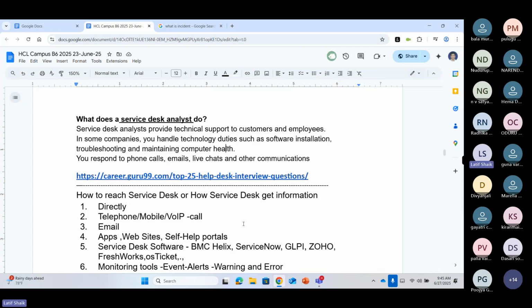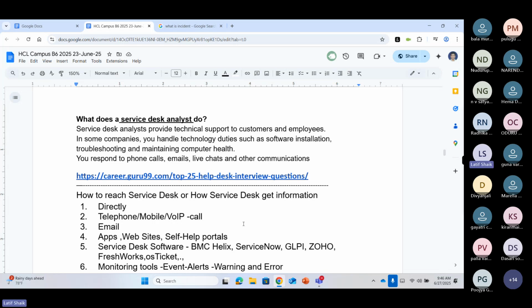A service desk analyst provides technical support to the customers and IT employees. What this means is that an analyst provides technical support to external customers and internal customers. That's what it actually means.